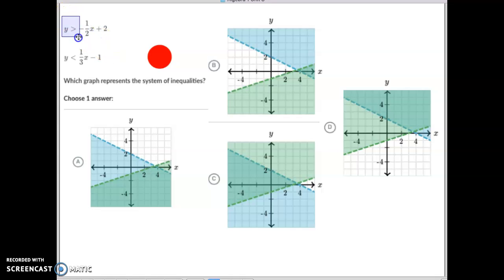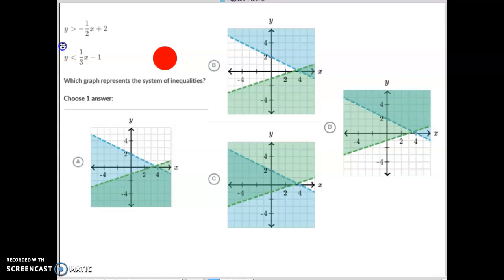In this first one, it said y is greater than. So on the blue line, we need the one that's greater than, which shades above the line. So blue needs to shade above in this case. Does this one shade above? No, it does not. Does this one shade above? Yes, it does. So B could be an answer. Does C shade above on the blue? If you look over here, you can see the blue is shaded below, so no, it does not. Over here, you can see the blue is shaded above, so it could be letter D as well. So right now we're looking at B and D for two possible answers.